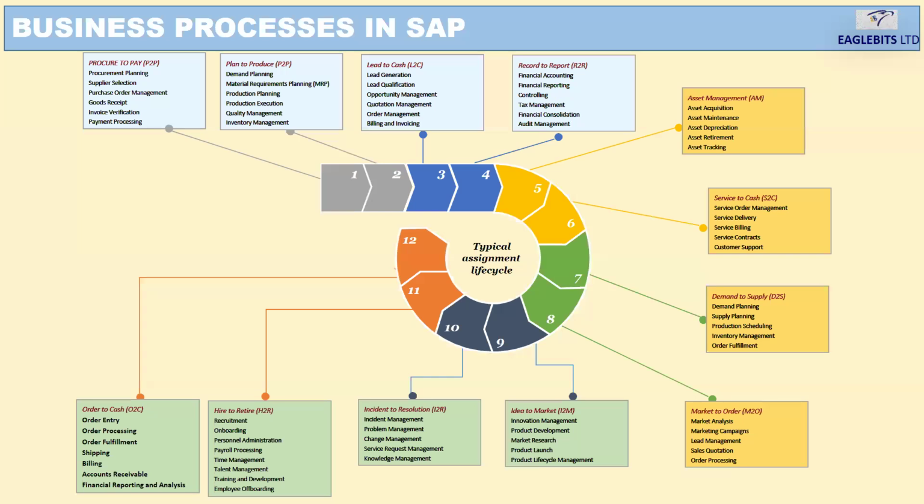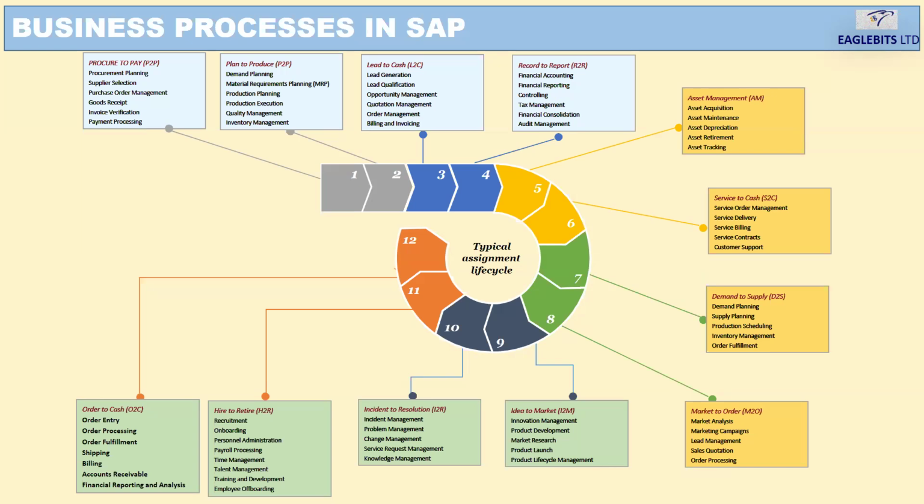So what are the different business processes in SAP? We have the procure to pay, which spans from procurement planning to supplier selection up to payment processing. Basically, procuring your products from a vendor and also paying your vendor for that particular product. Then there is the plan to produce, which ranges from demand planning to material requirements planning, production planning, production execution, quality management, inventory management.